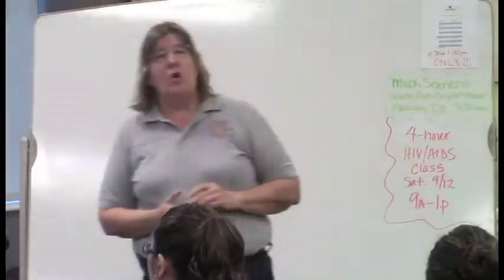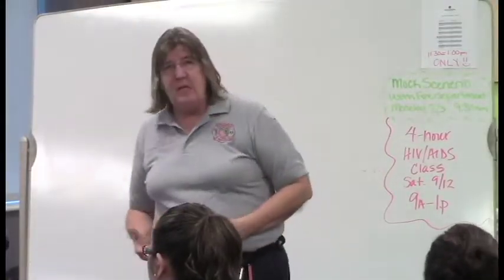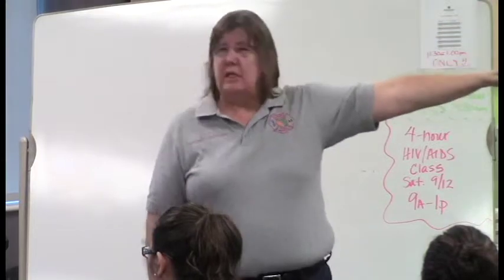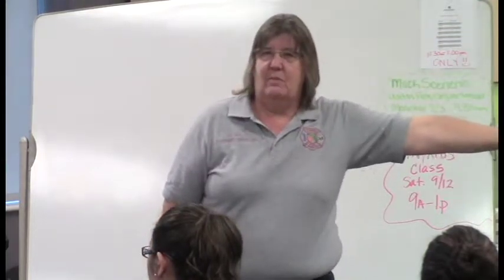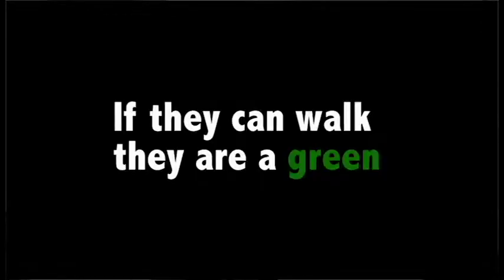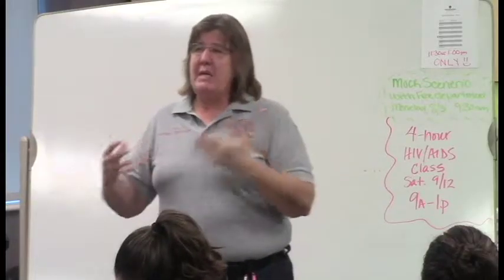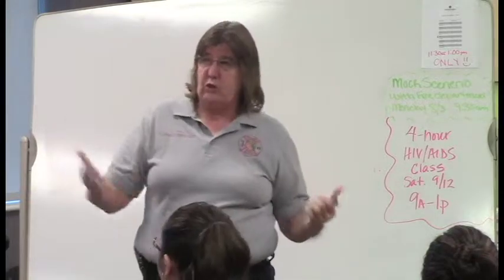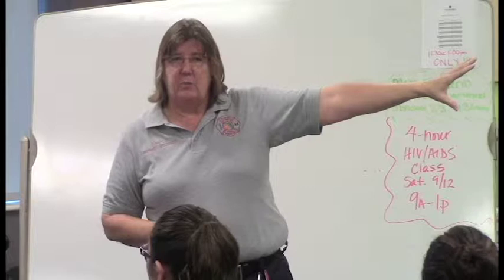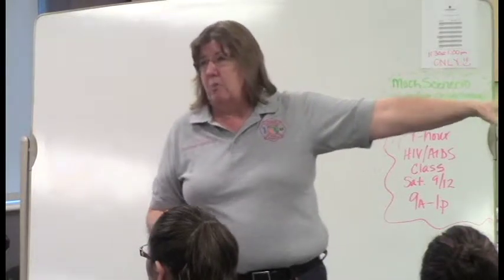So we start out, when we get on scene, first thing we're going to do is say, everybody who can walk, go over to that tree and sit down. If they can walk over to that tree, they are considered a green. That means they're not really hurt that badly. We don't need to worry about them right away. When we get more people on scene than just 2 or 3, we're going to send somebody over there to secondarily triage those people. So if they are having a problem, we will pick it up.